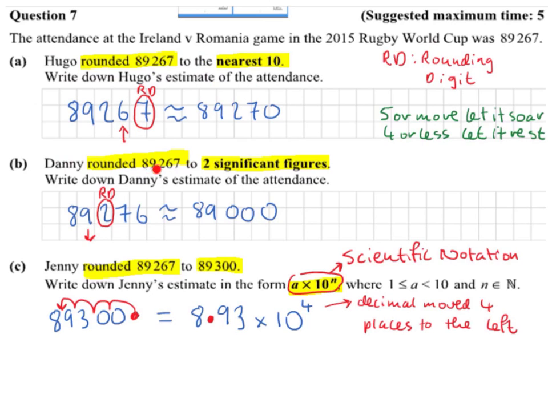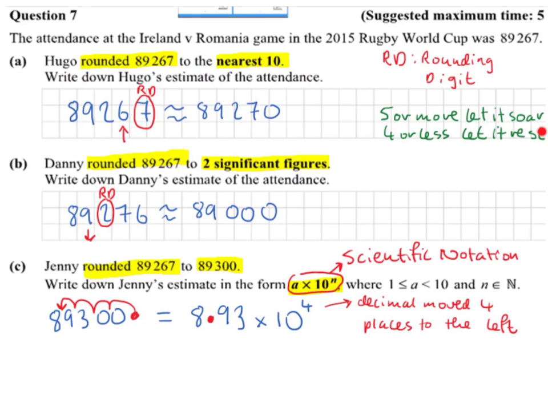Danny rounded 89,267 to two significant figures. Significant figures are non-zero digits. Write down Danny's estimate for the attendance. So if we're interested in two significant figures, we have to go to the third significant figure, which is going to be 2. So this is going to be our rounding digit. This will tell us what will happen to the number in front.